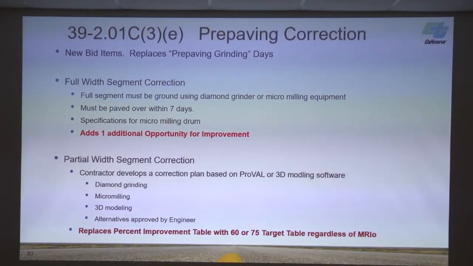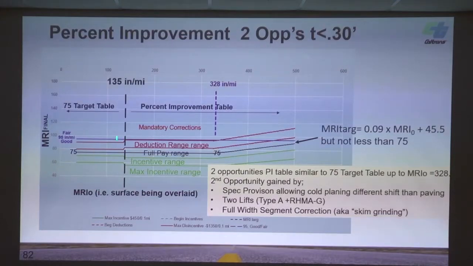Just a real quick comment on the partial width segment correction. It should only be one additional opportunity. There's no, you go to that section and it basically says you're going to use a 60 or 75 table. Once you go to this table, it doesn't matter what that MRI target is. You're just using that table.